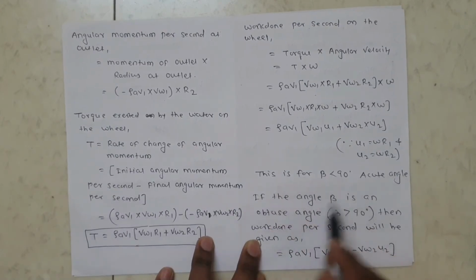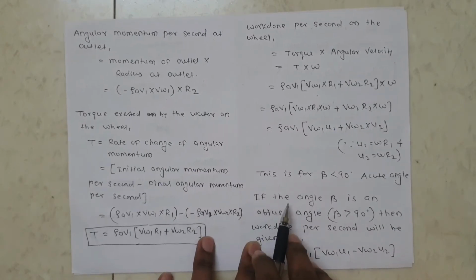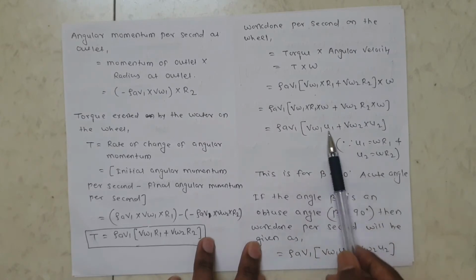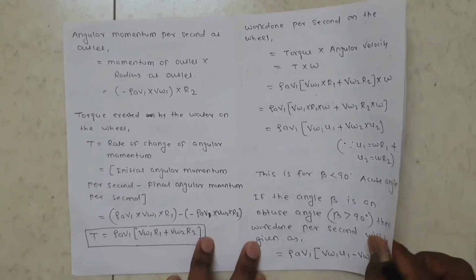This is for acute angle. If beta is greater than 90 degrees, meaning obtuse angle, at that time the middle sign is minus. Work done per second will become rho a v1 [vw1 u1 minus vw2 u2].